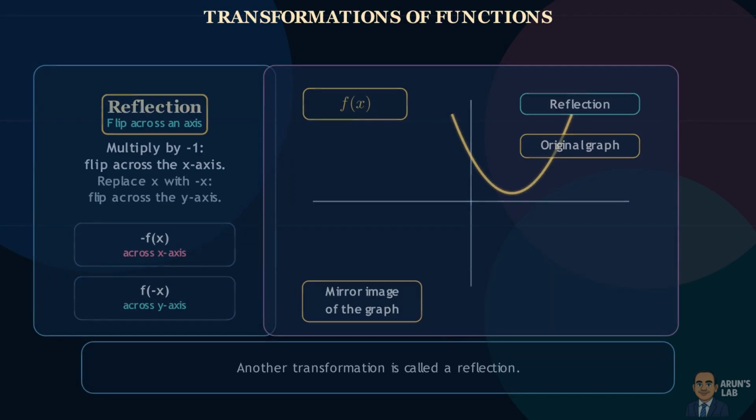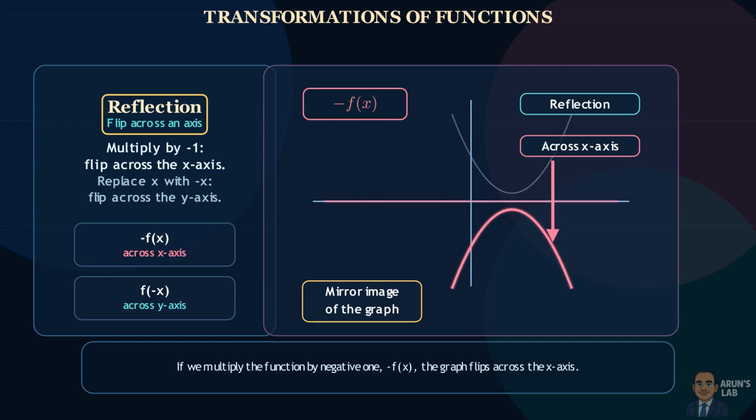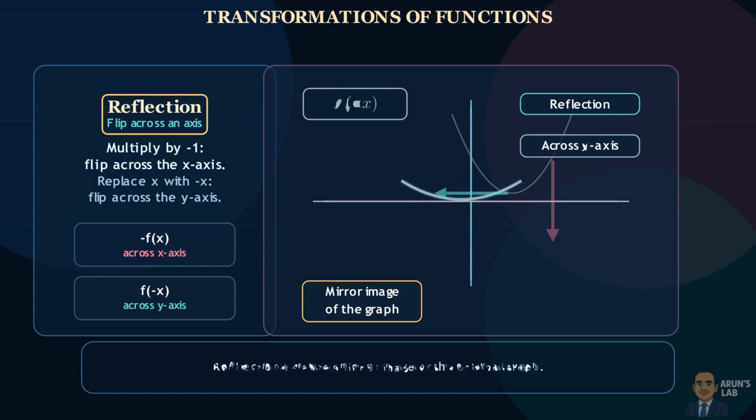Another transformation is called a reflection. A reflection flips the graph across an axis. If we multiply the function by negative 1, for example, negative f of x, the graph flips upside down across the x-axis. And if we replace x with negative x, for example, f of minus x, the graph flips across the y-axis. Reflection creates a mirror image of the original graph.